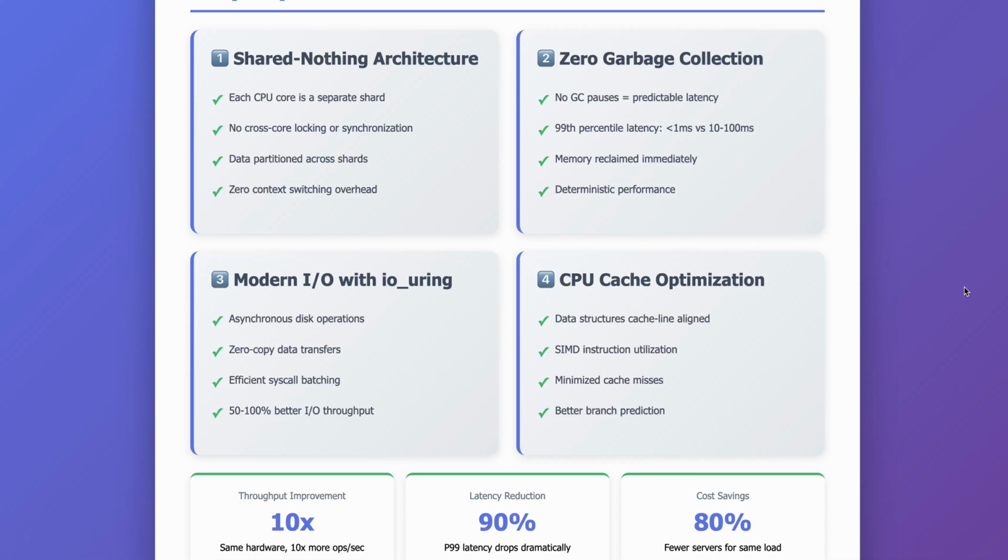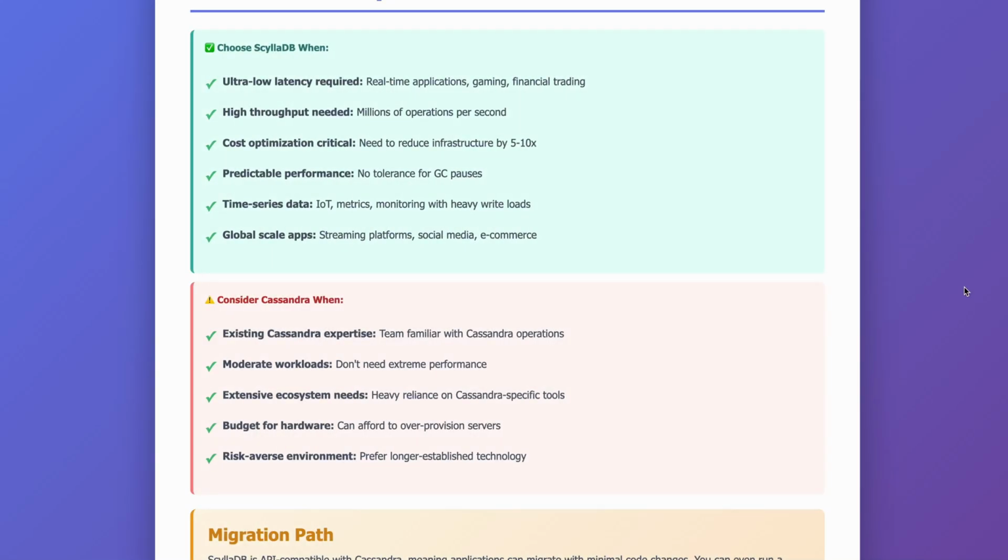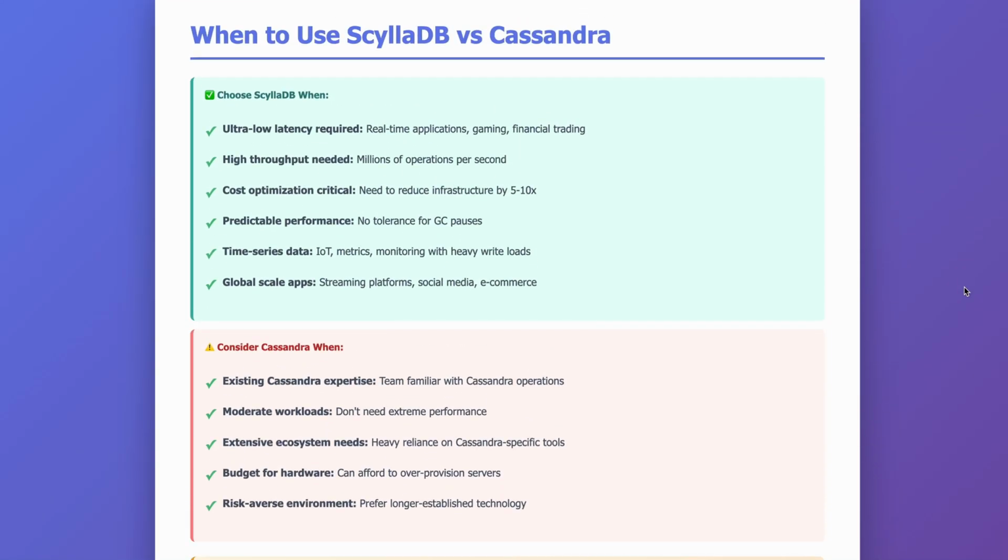The performance metrics speak for themselves. ScyllaDB delivers 10 times throughput improvement on the same hardware. You get a 90% reduction in latency, with P99 latency dropping dramatically. And you achieve 80% cost savings by needing fewer servers for the same load. When should you choose ScyllaDB versus Cassandra?